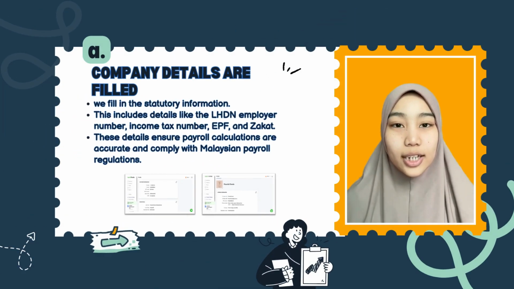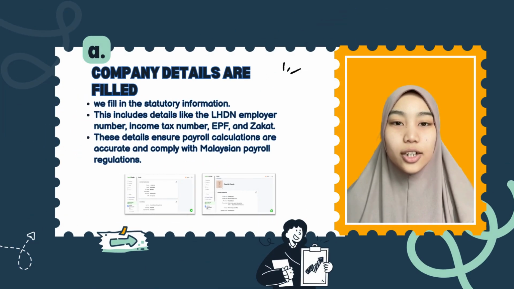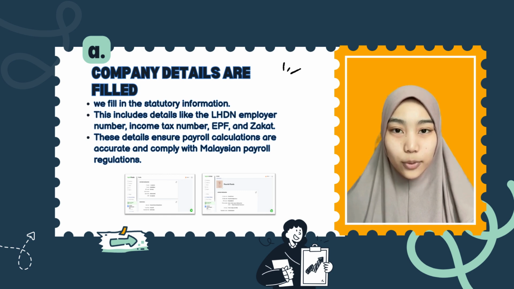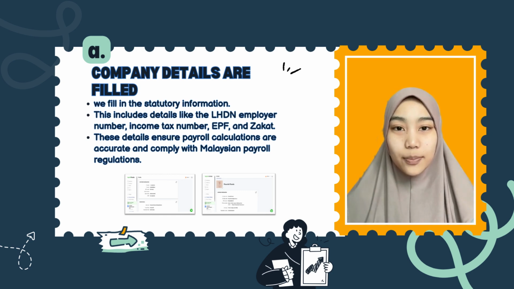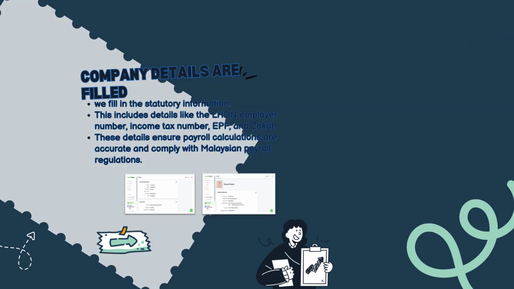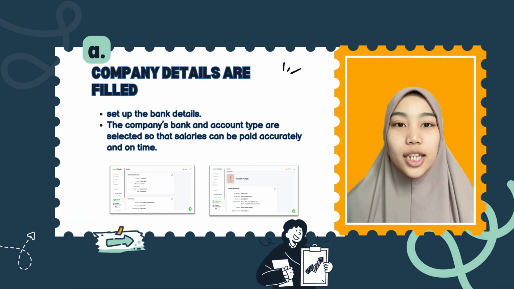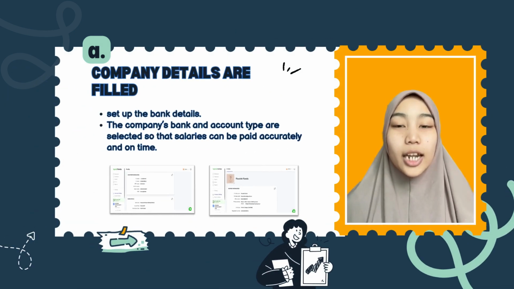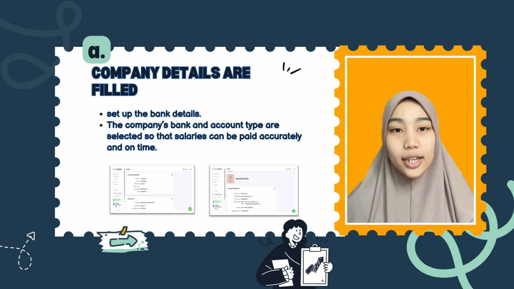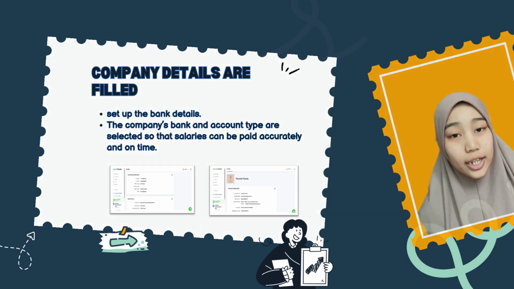Next, we will fill in the statutory information. These include details like the LHDN employer number, income tax number, EPF, and zakat. These details ensure payroll calculations are accurate and compliant with Malaysian payroll regulations. After that, we set up the bank details. The company's bank and account type are selected so that salary can be paid accurately and on time.